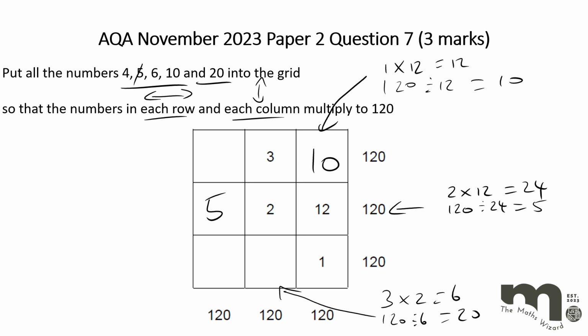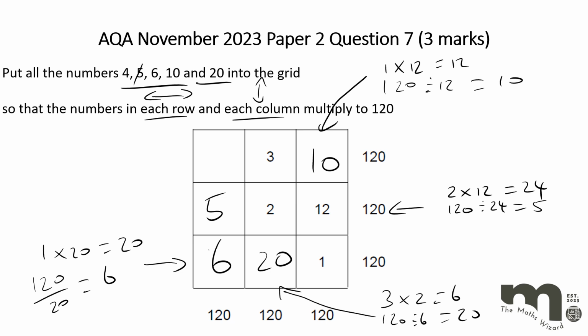And then if we look at this bottom row here, 1 times 20 is 20. And then we can do 120 divided by 20, and we get 6, which goes there. So we've used 10, we've used 20, we've used our 5, we've used our 6. We've only got a 4 left, so we write that in there. If you want to check, 4 times 3 is 12, times 10 does give you 120.